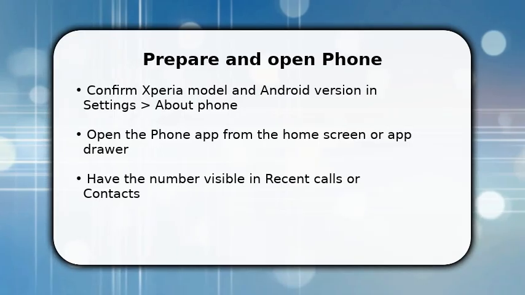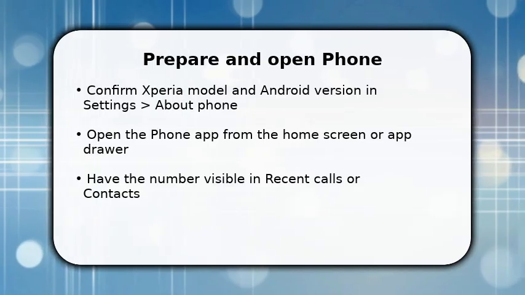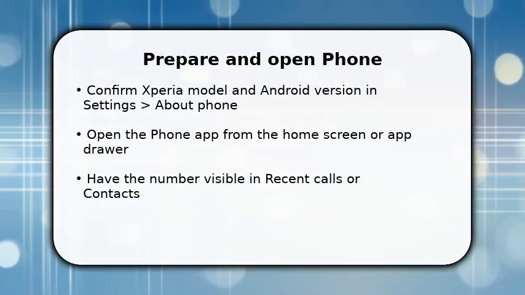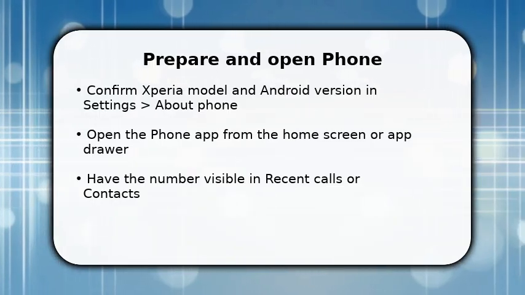Make sure you're viewing the exact entry. Duplicates can exist. If it's a contact, open the contact card. If it's a recent call, tap the entry to reveal options. Now proceed to the blocking controls shown next.